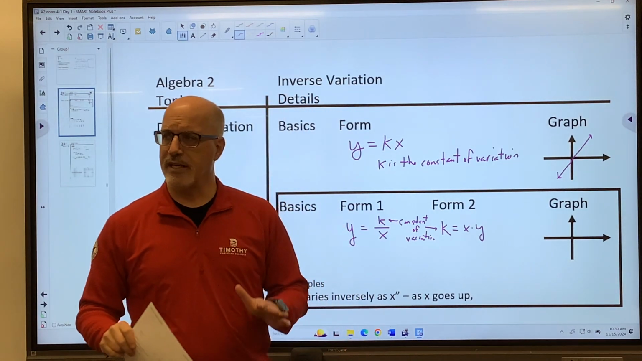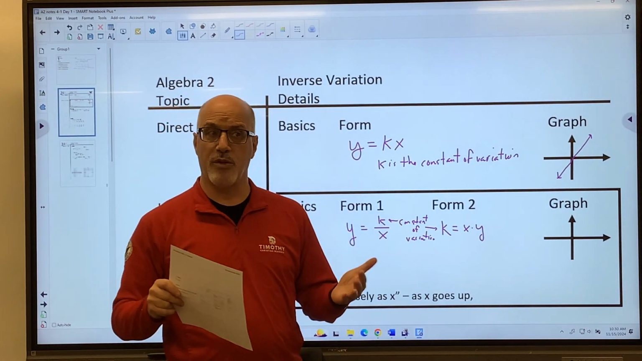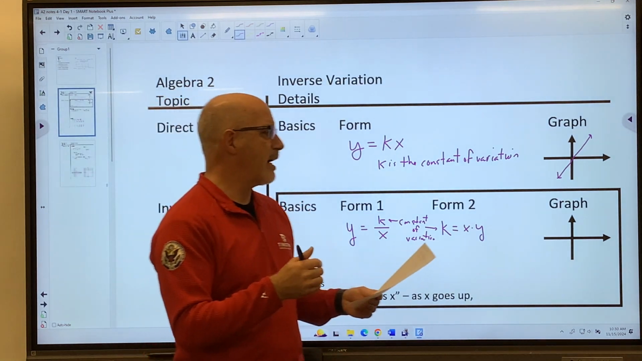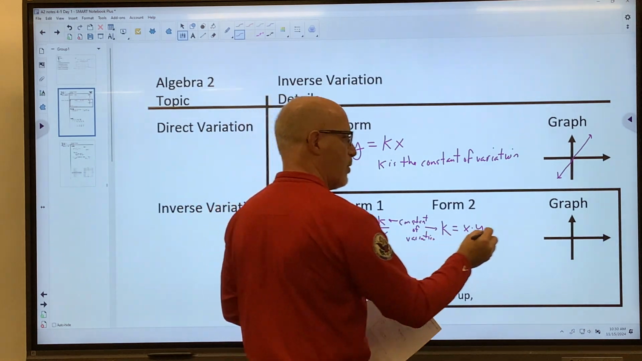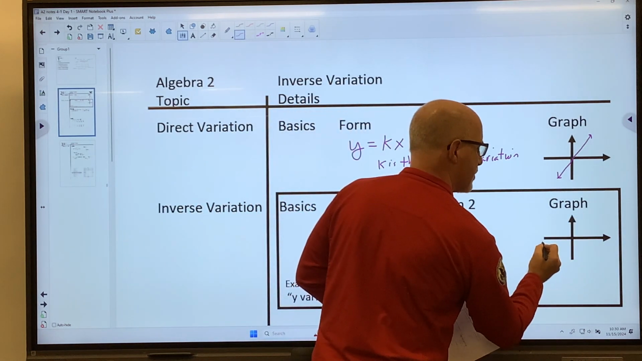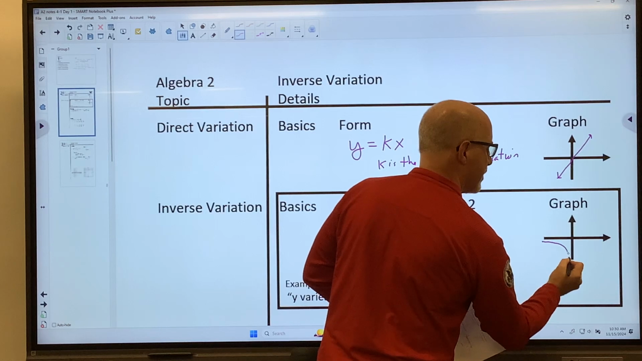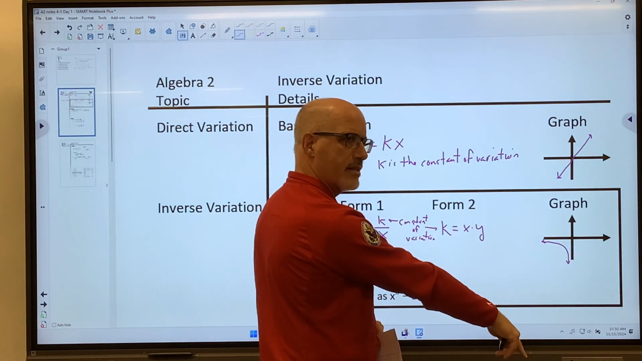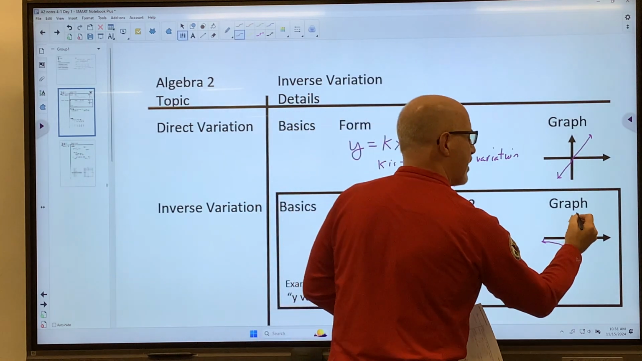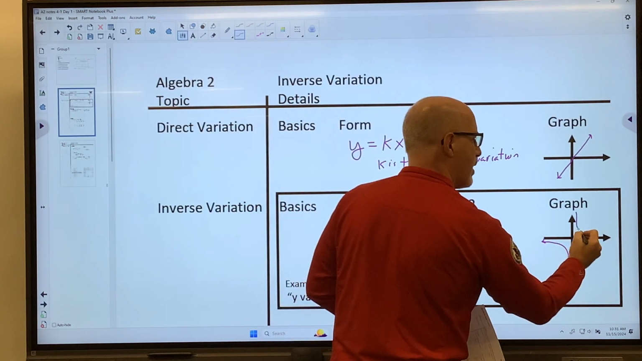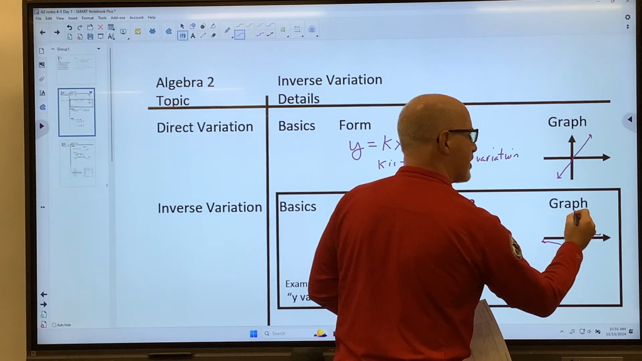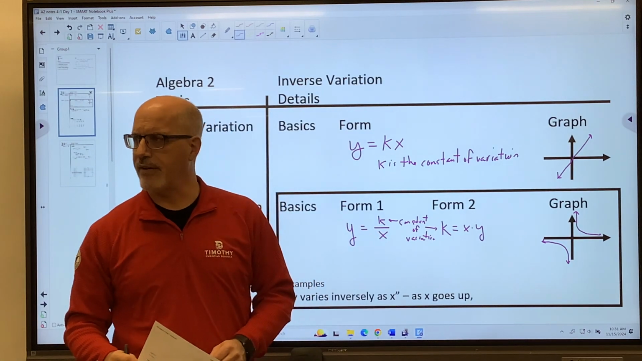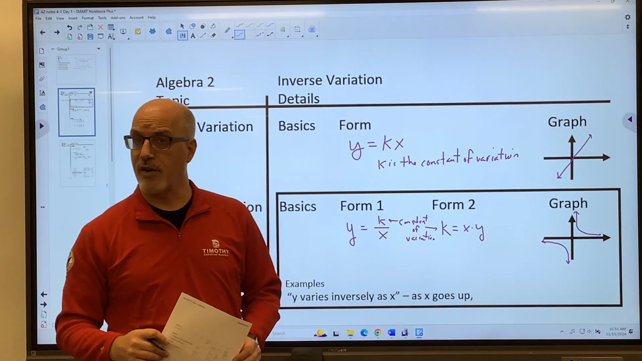All right, now the graph of this is going to look different. This is going to be a graph that you haven't seen before. It's called a hyperbola, and the idea behind a hyperbola is that its graph is going to go down in this quadrant down here. So notice as x is increasing, the y's are decreasing. And then over here, as x increases, the y's decrease as well. It's a curve in both of these quadrants for the basic graph of the inverse variation problem.